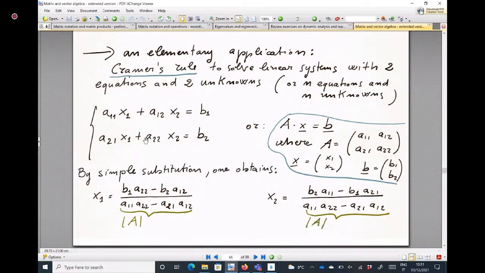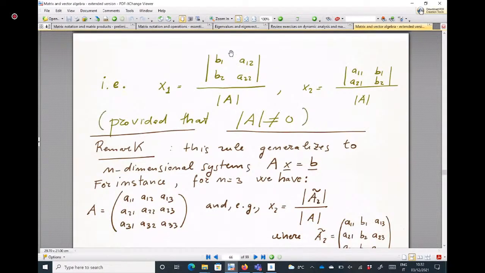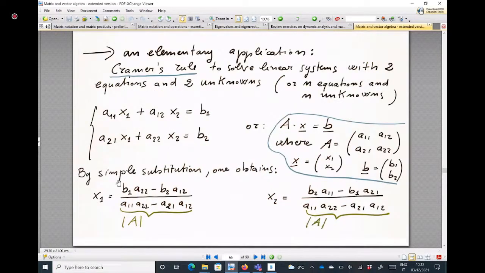What is in the numerator instead? In the numerator, for the first variable, is b1 a22 minus b2 a12. What is this? Imagine that you take the coefficient matrix here. We are dealing with the first unknown, unknown number 1. You take the coefficient matrix, you eliminate the first column, and you replace this with the column b1, b2. Okay? So imagine that you modify this matrix. It is this one. Compute the determinant of this. It is b1 times a22 minus b2 a12, which is precisely the numerator here.